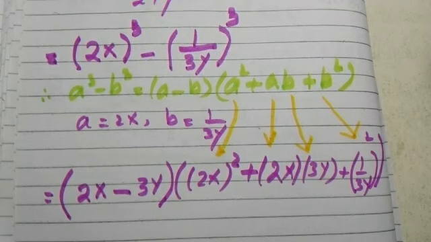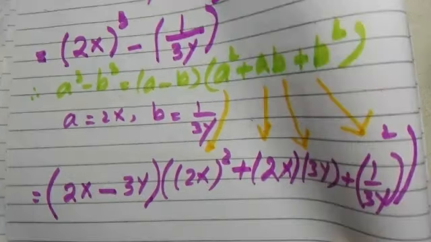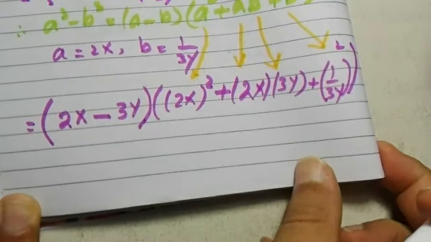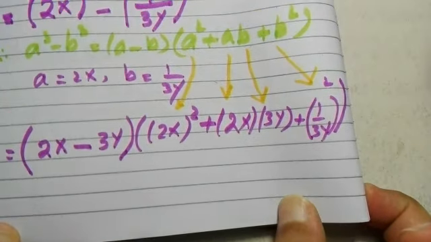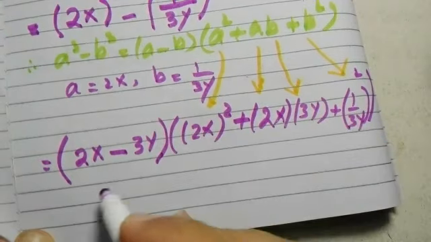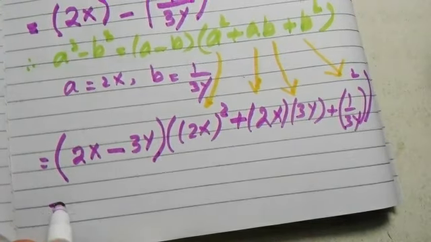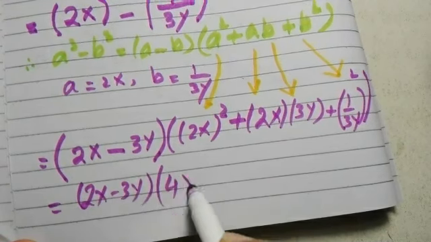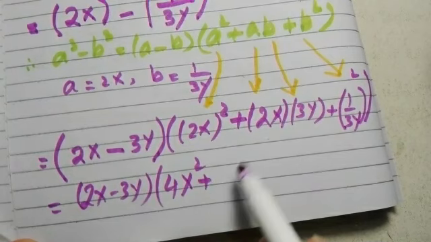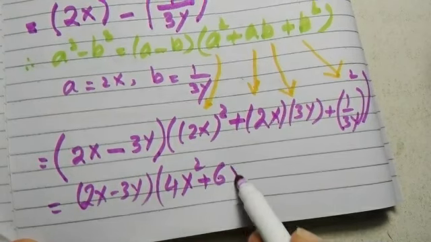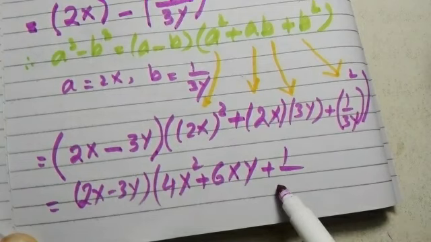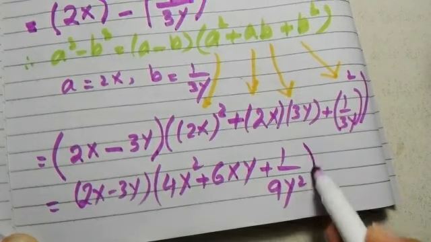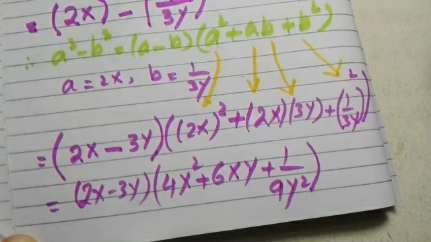Now, in one line we will finish the question. It will be like this one. We will write 2x minus 1 over 3y. It will become 4x square, 2 into 1 over 3 will become 2xy over 3, and 1 over 9y square. This is the answer of the question, and it is in fact the product of two terms. So these are the factors of the given expression.